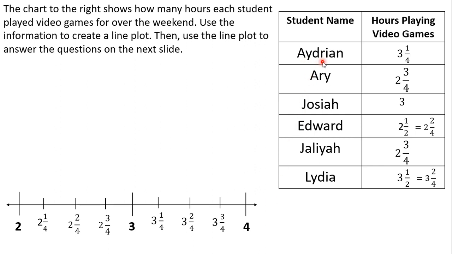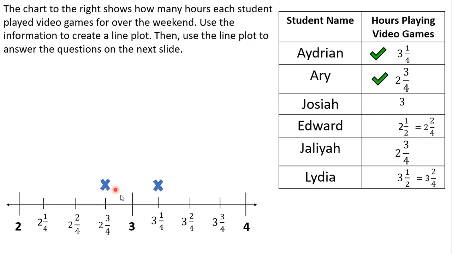Let's start with Adrian. He played video games for 3 1/4 hours. So we're going to locate 3 1/4 on our number line, and we're going to place an X above it to represent how long Adrian played video games for. Now we'll check it off over here with the green check mark to show that we've already plotted Adrian on the number line, or the line plot. Now let's do the same for Ariana. She played for 2 3/4 hours. So let's find 2 3/4 on our number line, and we're going to plot the point above to represent how long Ariana played for. Then we'll cross her off.